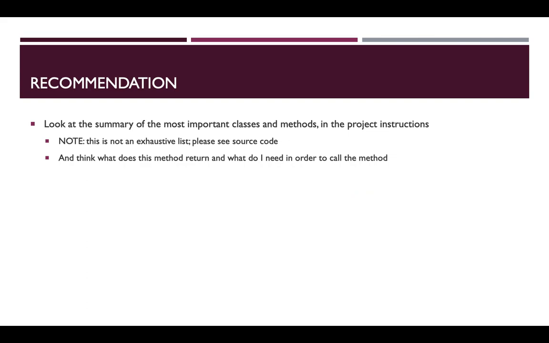Look at the whole summary of the different interfaces and the different methods available to you, and start looking: I like this method because I think it could help me achieve a certain behavior for my attacker. Now think, what do I need in order to call this method? What does this method return? And how can I use what it returns to my favor? Note that the list in your project instructions is not exhaustive, and in order to see all the different methods you have available, you have to open the source code and read through it.